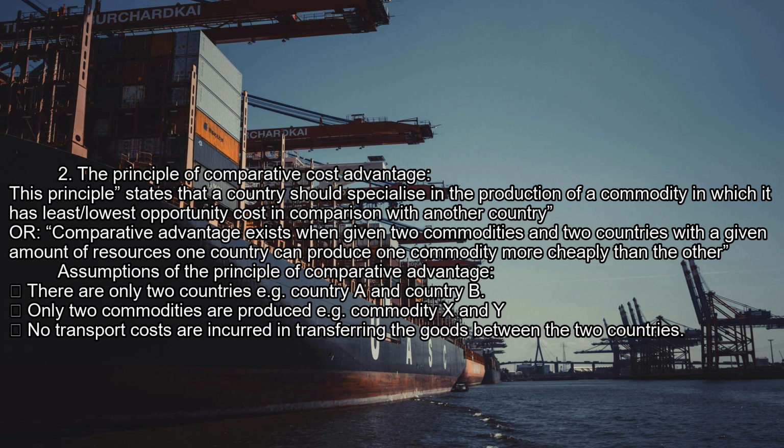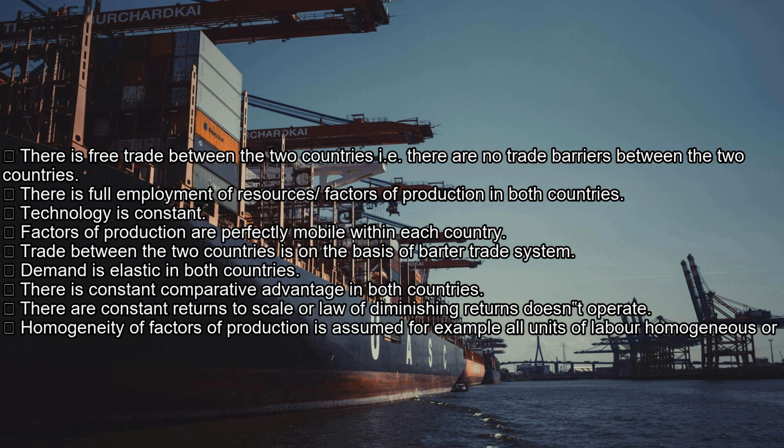There are only two countries, e.g. country A and country B. Only two commodities are produced, e.g. commodity X and Y. No transport costs are incurred in transferring the goods between the two countries. There is free trade between the two countries, i.e., there are no trade barriers. There is full employment of resources/factors of production in both countries. Technology is constant. Factors of production are perfectly mobile within each country.